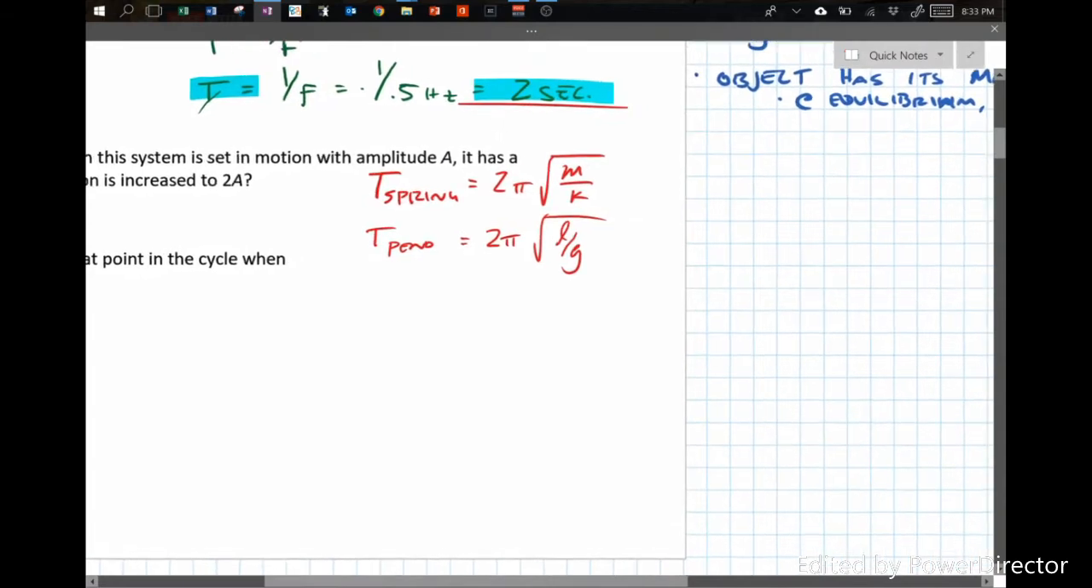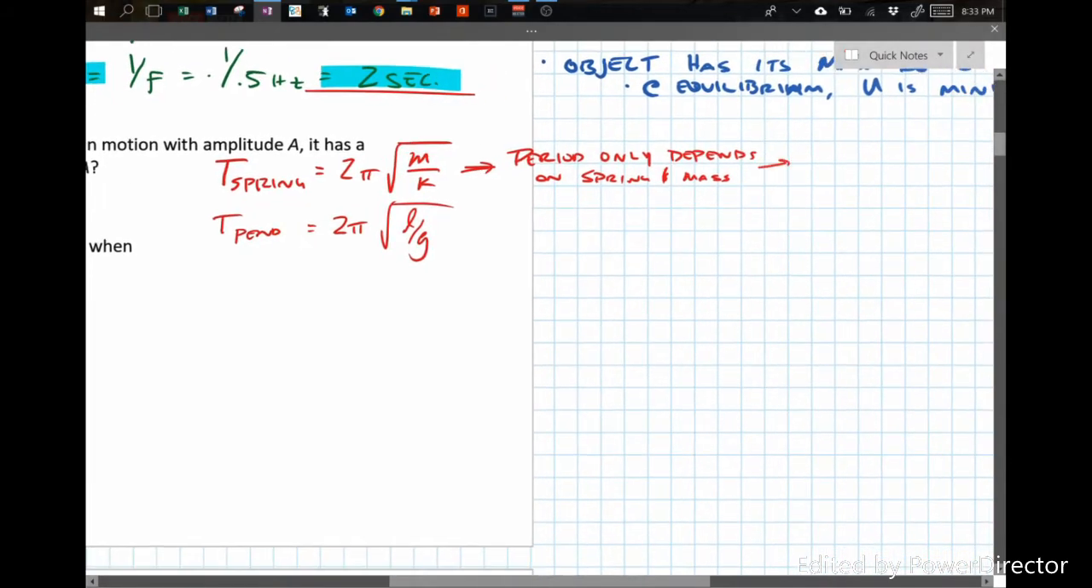Now, what this means for a spring is that the period only depends on the spring and the mass, nothing else. So that means not speed, not amplitude.